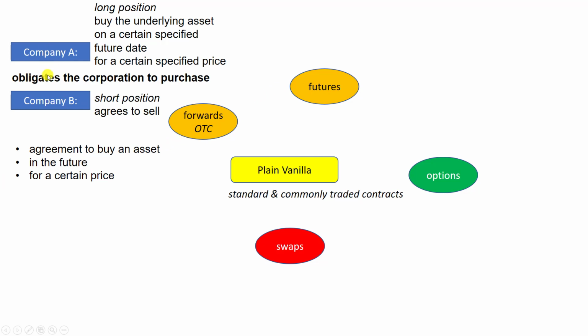And what happens on the forward market is that we have two companies, or maybe one is a bank, but it doesn't matter. So we have two parties. One is taking a long position, so it says that I will buy the underlying asset on a certain specified future date. So specified asset, date, for a certain specified price.